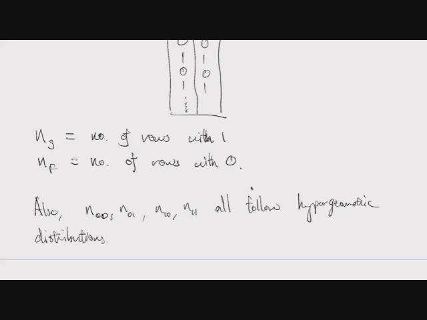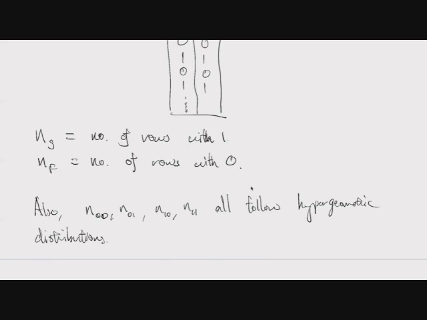The hypergeometric distribution has two parameters, n and k. It gives the probability of having R successes when choosing k items without replacement from a population of size n. You can go look this up on Wikipedia. For us, it's not super important.